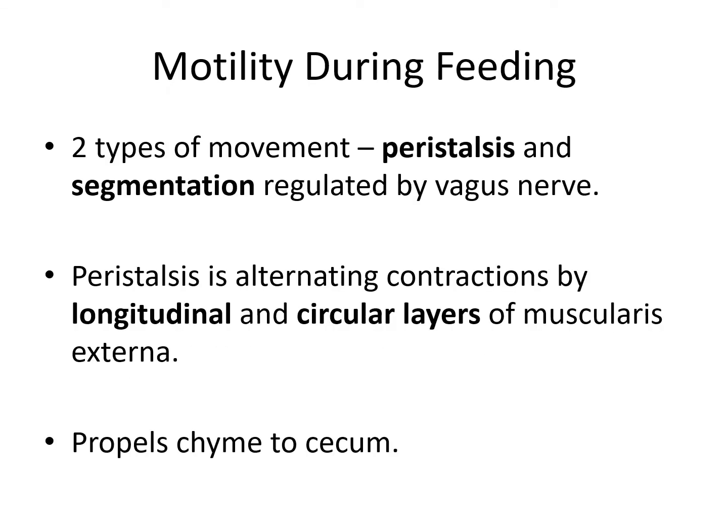Now, motility during feeding, you have two different types of movement. One's called peristalsis, which we mentioned before, and also another one called segmentation, which is regulated by the vagus nerve. Peristalsis is alternating contractions by the longitudinal and circular layers of the muscularis externa. So now back in the small intestine, we're back down to two smooth muscle layers. Remember the stomach had that third layer, the oblique layer? Well, the small intestine is back down to the circular and longitudinal layers. So that oblique layer is only in the stomach. And this peristalsis is what propels the chyme to the cecum.